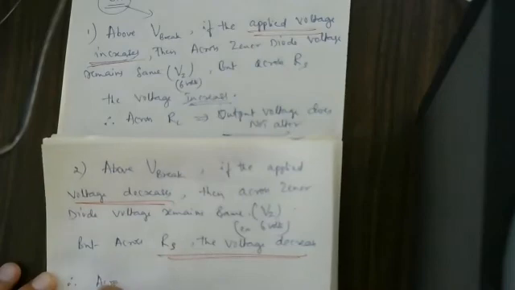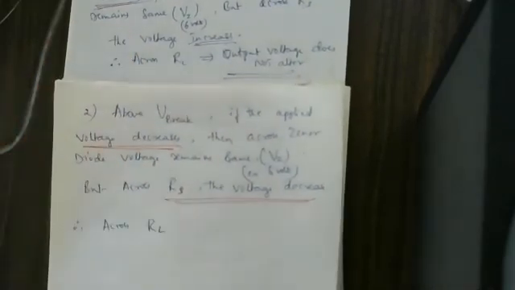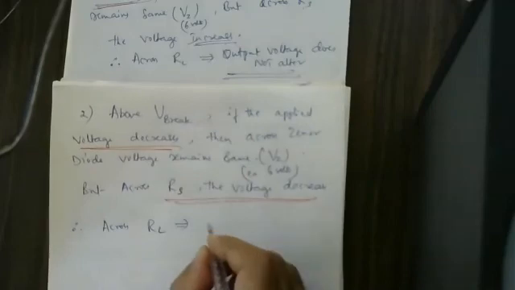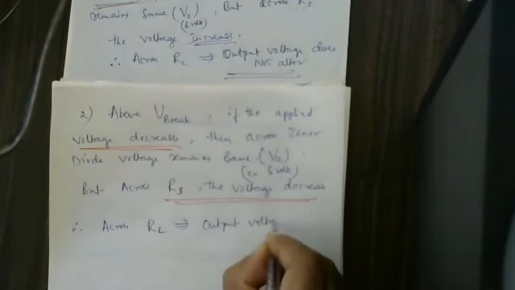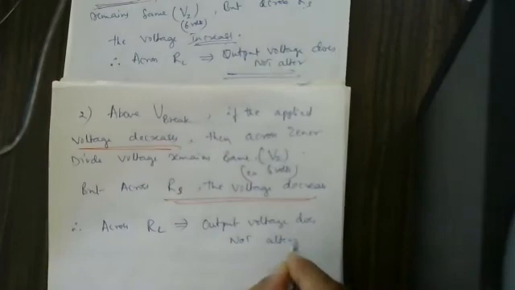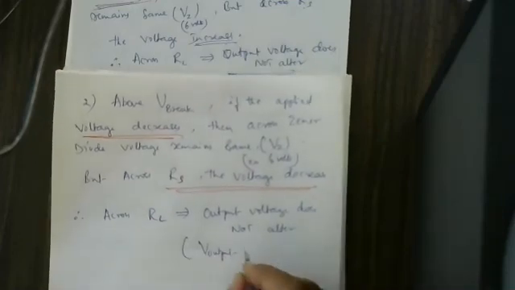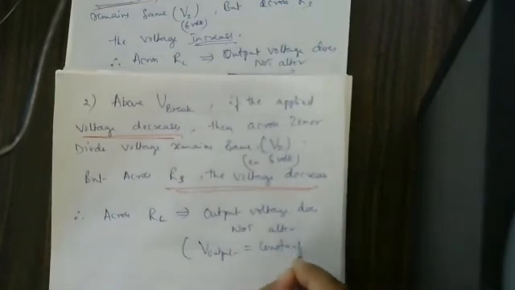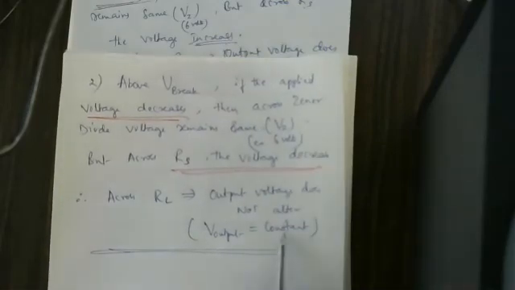Therefore, across RL, this is the load resistance, this is the dropping resistance. So across RL, there is a constant output voltage. Output voltage does not alter. As the output voltage does not alter, I can say V output remains constant. If it is constant, I can say the Zener diode is acting as a voltage regulator. Voltage regulator, it is acting now.